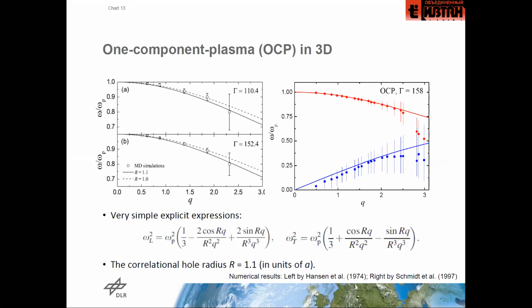The first example is the one-component plasma in 3 dimensions, and you can see that this model RDF provides particularly simple analytical expressions for the longitudinal and transverse dispersion relations, and they describe the existing numerical data very accurately.